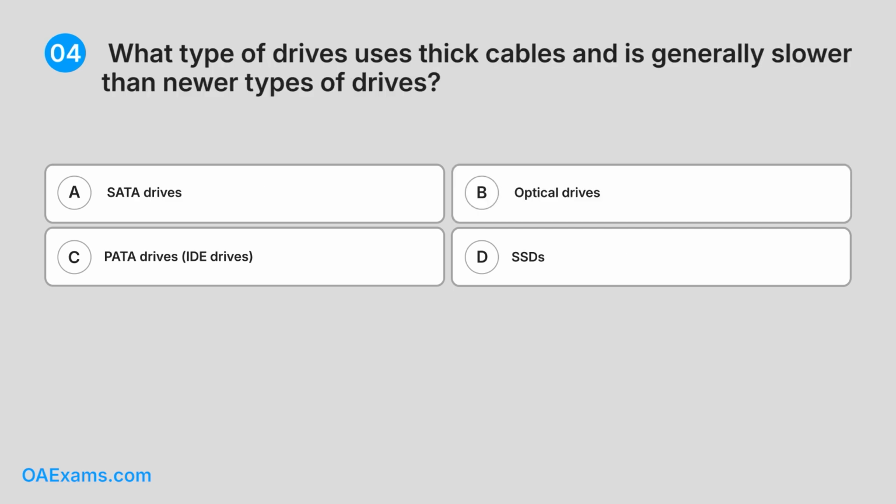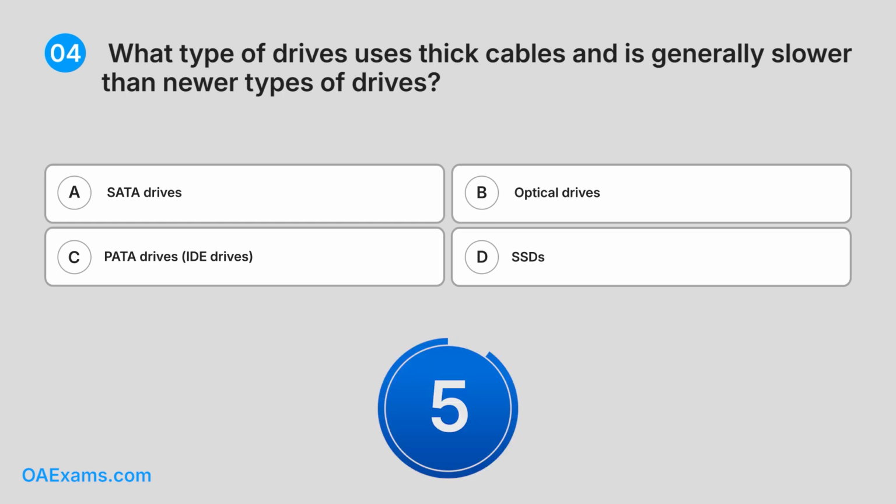4. What type of drives uses thick cables and is generally slower than newer types of drives? A. SATA drives. B. Optical drives. C. PATA drives, IDE drives. D. SSDs. What do you think is the answer?